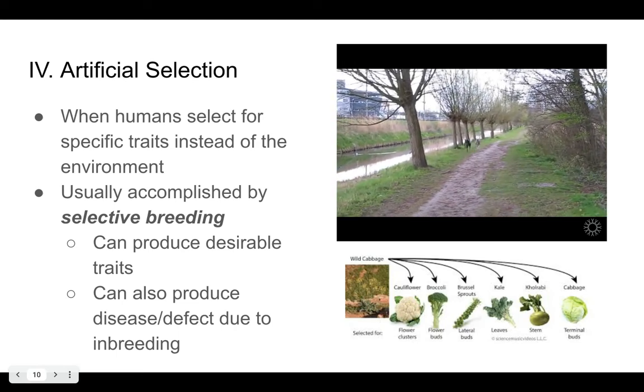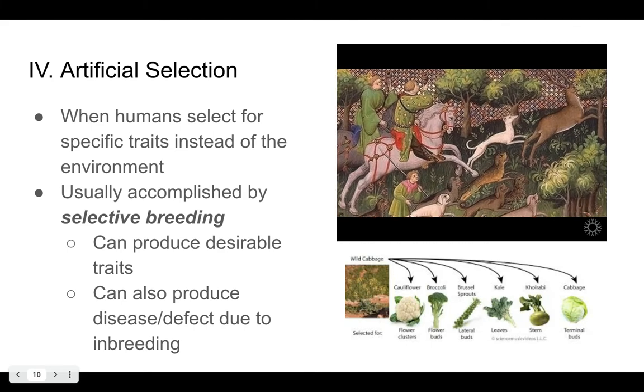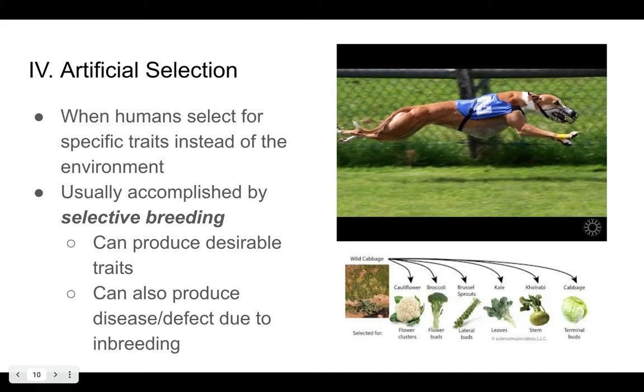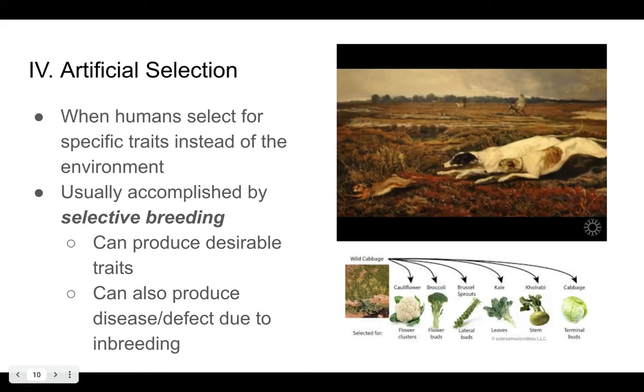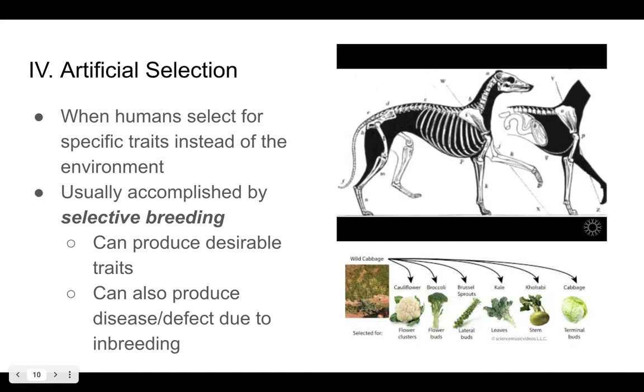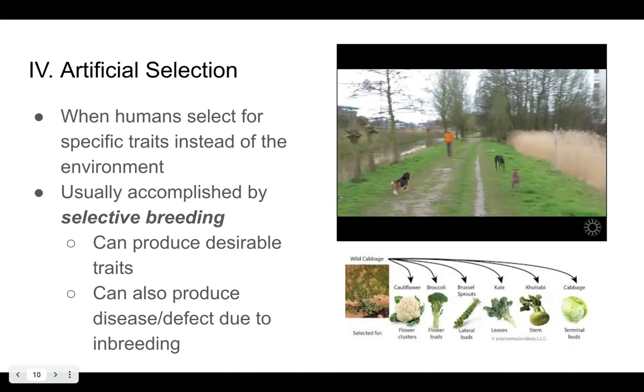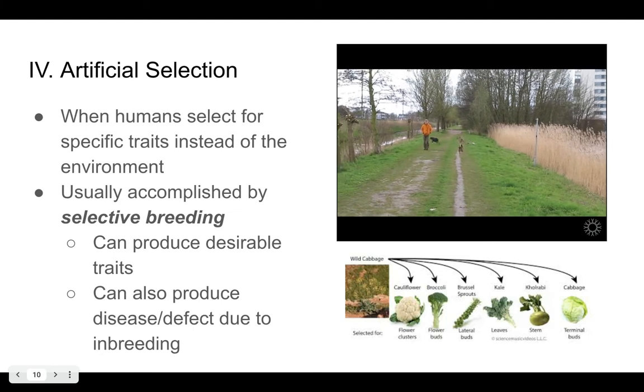Greyhounds are known for their speed, and they were selectively bred for hunting. Skinny, aerodynamic dogs were able to catch fast prey, and humans continued to breed greyhounds to be skinnier and faster, resulting in the racing dogs that greyhounds are known as today.